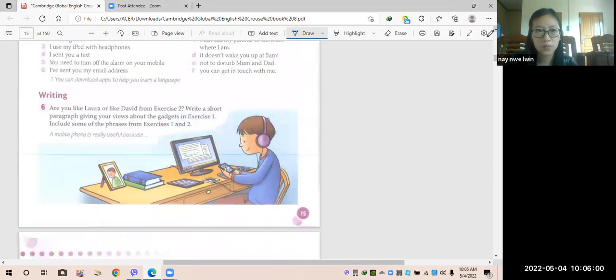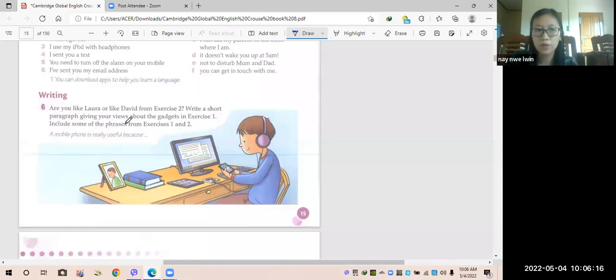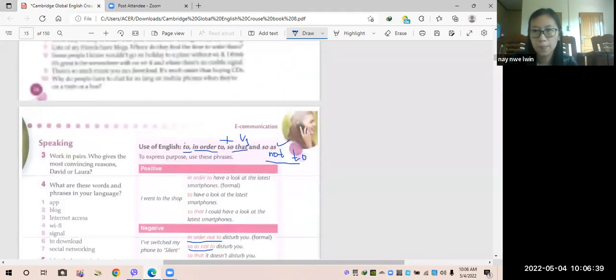Okay, so number 6 is right. We have finished number 5, right? So number 6. Are you like Laura or like David? So the ones we did yesterday for reading, right? Laura's opinion, David's opinion. Do you remember? Write a short paragraph giving your views about the gadgets in exercise 1. So you have to write about the gadgets, about your opinion. Is that a good thing or a bad thing? And you also have to give your opinions, why they're bad, why they're good. Just like Laura's and David's opinion. And you have to include some of the phrases from exercise 1 and 2. So 1 and 2 mean these ones.